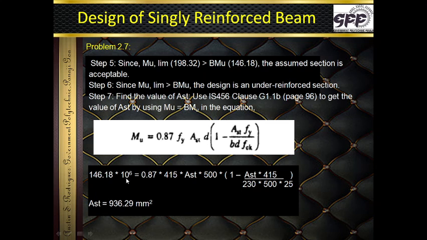Having known all these parameters which we have written down over here, Mu is 146.18 into 10 raised to 6. Please note this has to be in Newton mm because all the values are in Newton and mm. Fy is 415, AST we are trying to find out, D is 500. Similarly over here, B is 230, D is 500, FCK is 25, Fy is 415. Solving this, we get the value of AST is equal to 936.29. Obviously this becomes a quadratic equation because the variable is appearing at two different places and it gets multiplied. So solving the quadratic equation, we get the value of AST as 936.29 mm square.